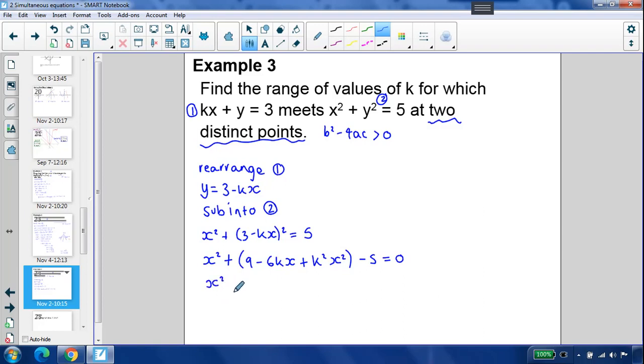So I'll just rewrite that without the brackets, and then we'll be looking at collecting like terms. So I want to collect the x squared terms together. Think about it as one lot of x squared and k squared lots of x squared. So I'm actually going to factor out the x squared, and I'll have 1 plus k squared as the coefficient. So that's actually going to be the a part. Then I'll have minus 6kx, and minus 6k is going to be the b. And then 9 minus 5 is going to be 4, and 4 is the constant.